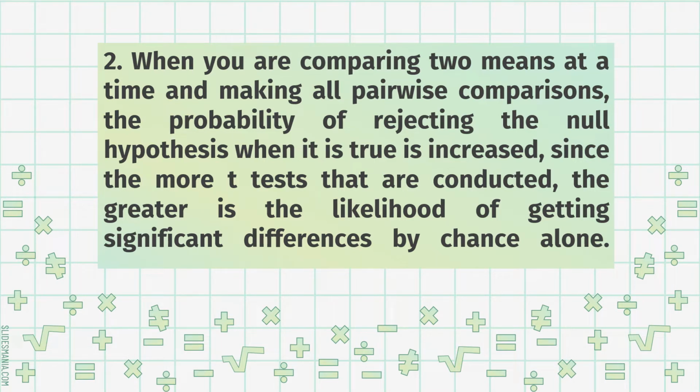Second, when you are comparing two means at a time and making all pairwise comparisons, the probability of rejecting the null hypothesis when it is true is increased. Since the more t-tests that are conducted, the greater is the likelihood of getting significant differences by chance alone.